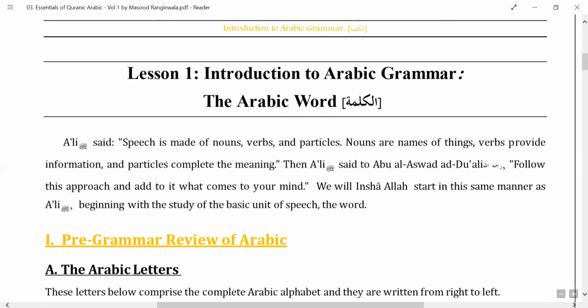Now, Ali radiallahu anh said to one of the scholars during his time, Abu al-Aswad ad-Duali, rahimahullah, to follow this approach. He gave him this part, that speech is divided into these three things. So you follow this and add to it whatever comes to your mind. In the same way, we also will start, inshallah, with this base, that speech has three parts: nouns, verbs, and particles.